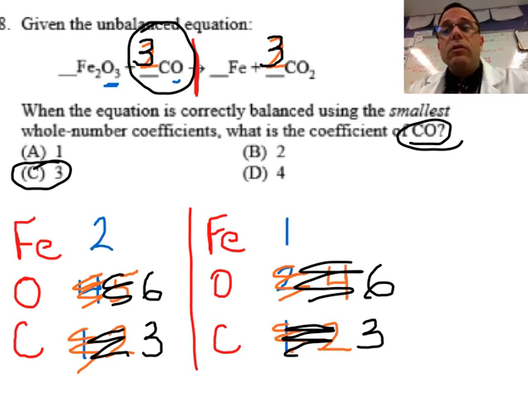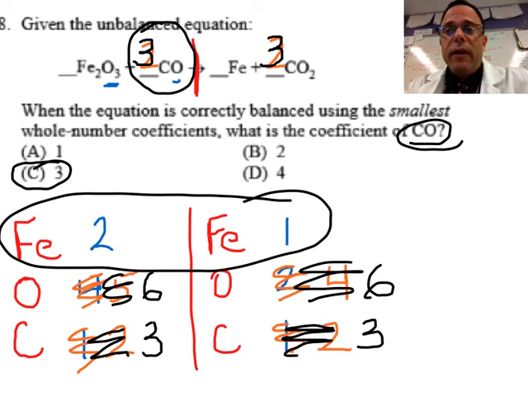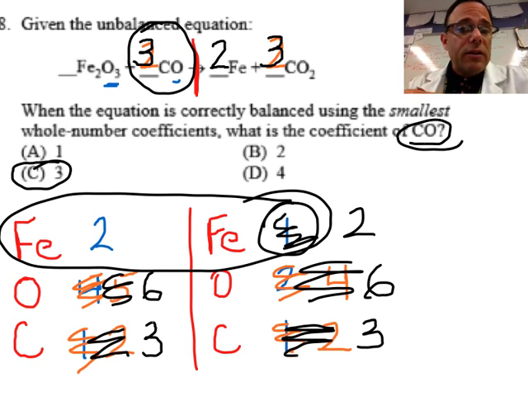Just as a side note, let's not forget about the irons. In order to balance the irons, somehow we have to drive this number up. So if we put a 2 here, this would become 2 moles of iron on the product side and the reactant side. So that would also balance.